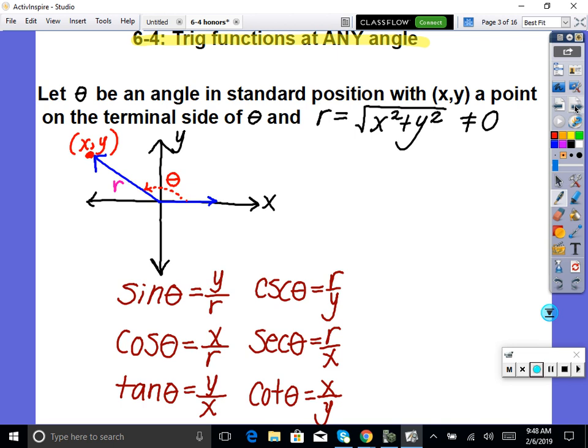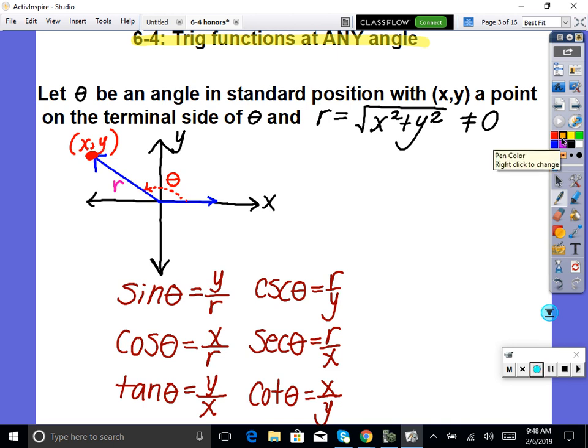It says, let angle theta be an angle in standard position. Remember, standard position means on an XY chart, with an XY point on the terminal side of theta. So right here's my terminal side, correct? And on that terminal side, I have this XY point. Now it says our r will be the square root of x squared plus y squared, which can't be 0, which makes sense. Our radius can't be 0.